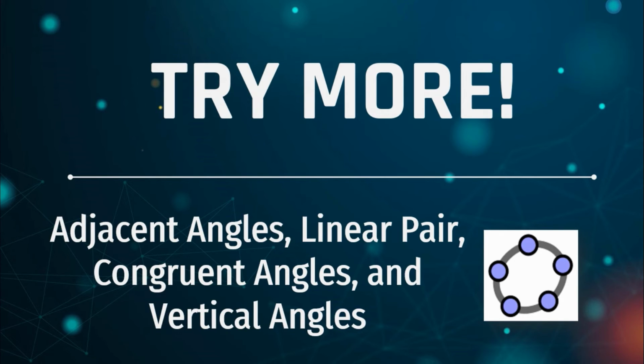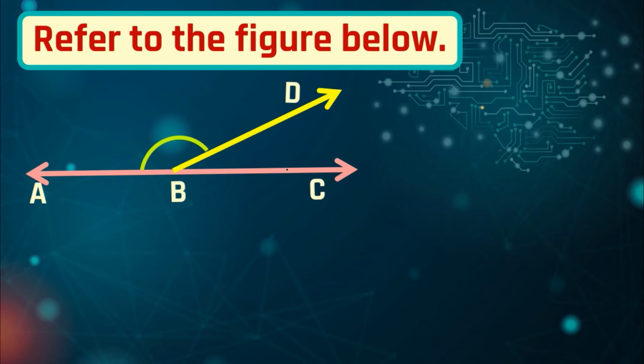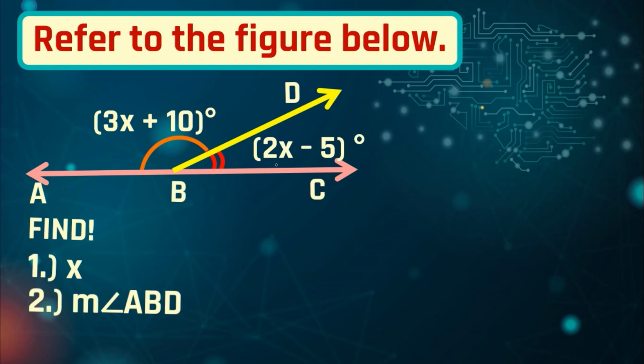Let's take a look at this. Refer to the figure below. I have this line AC and ray BD. Now this angle ABD has a measure of 3x plus 10, and this angle DBC has a measure of 2x minus 5 degrees. Question: find the value of x.